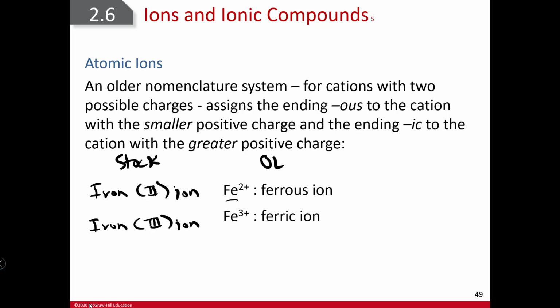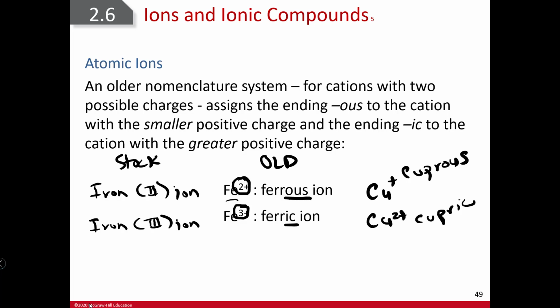So this is the stock system. The old system, which is still used today, the lower charge form gets the OUS ending, and the higher charge form gets the IC ending. Now that's what makes this hard, because in copper, the lower charge form is positive 1, not positive 2, and the higher charge form is positive 2. So the lower charge form gets the OUS ending, so this is called cuprous, and the higher charge form gets the IC ending, this is called cupric. So 2 positive in iron gets the OUS, 2 positive in copper gets the IC ending.